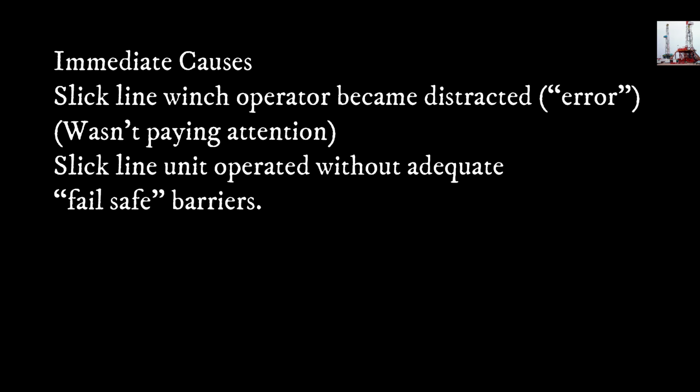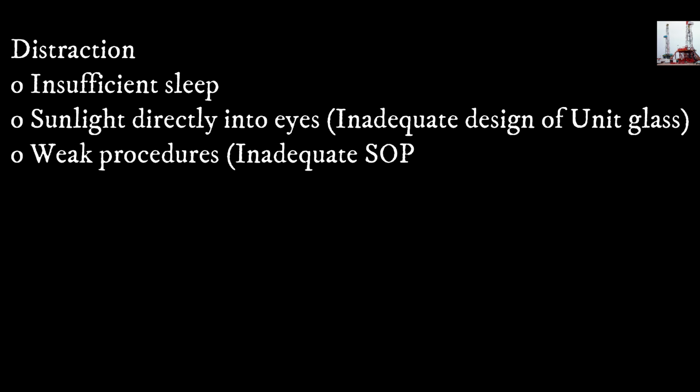Immediate causes. Number 1, the Slickline winch operator became distracted and was not paying attention. Number 2, the Slickline unit was operated without adequate fail-safe barriers. Underlying causes. Distraction, insufficient sleep, sunlight directly into eyes, inadequate design of unit glass, weak procedures, inadequate standard operating procedure.